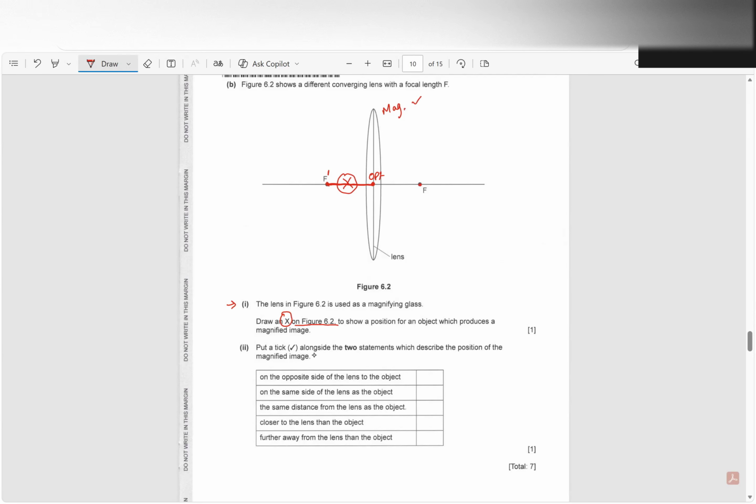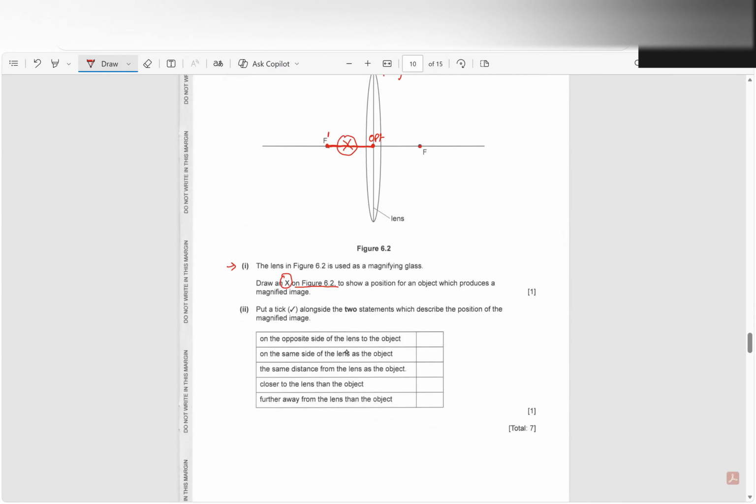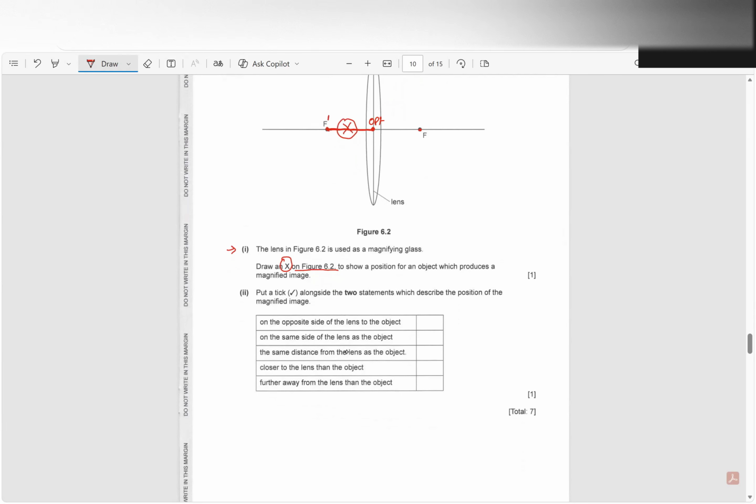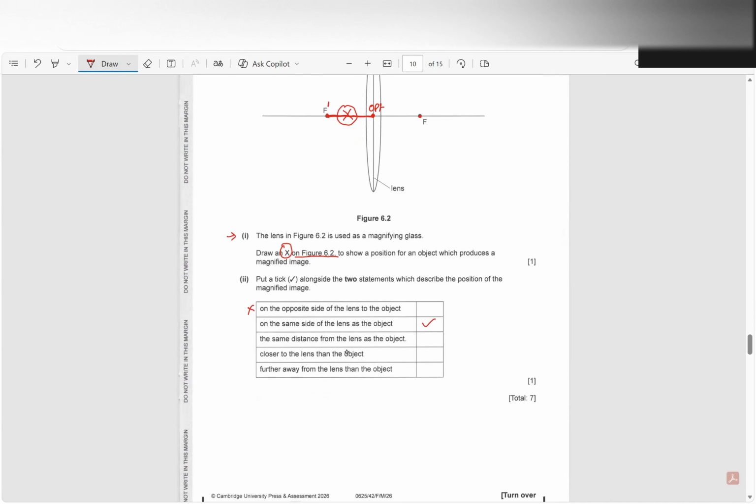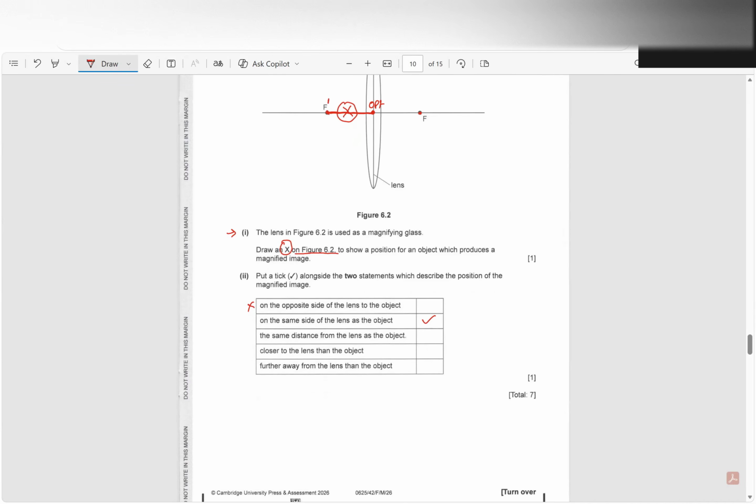Put a tick alongside the two statements which describe the position of the magnified image. On the opposite side of the lens, not at all. Why? Because it is on the same side of the lens. This is a fact. It is on the same side of the lens. So it's not a tick, it's a cross. This makes the second option clear to us. This is going to be a tick. Then the same distance from the lens, no, it's going to be a greater, farther distance from the lens. And this makes the last point clear to us as well. So point number 2 and point number 5 are the correct ones. Moving on.